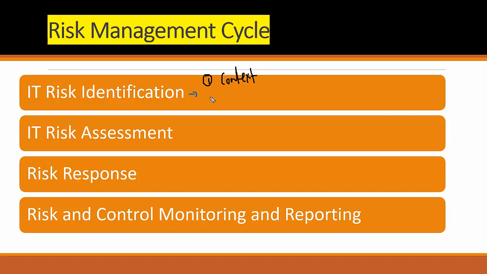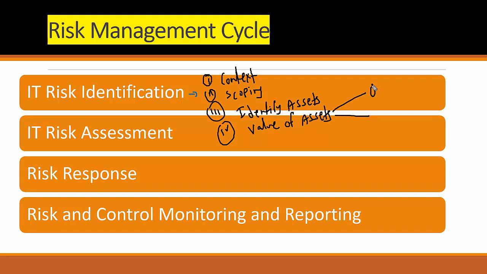Okay. Then second is basically called scoping. The third step is basically identifying the assets. Then the fourth step is to identify the value of the assets. When you're talking about the value, value is basically of two types: qualitative value and quantitative value. Qualitative value is like reputation and all that, which cannot be measured. And quantitative is basically monetary value.